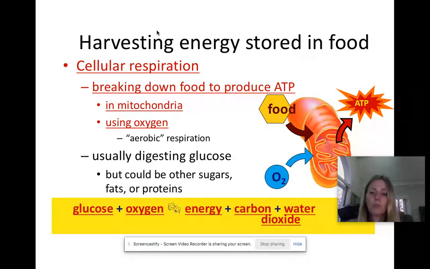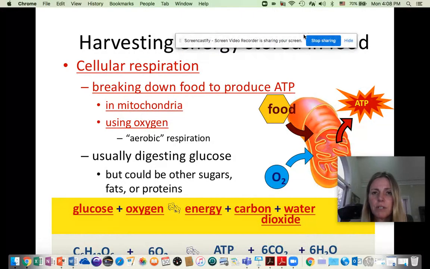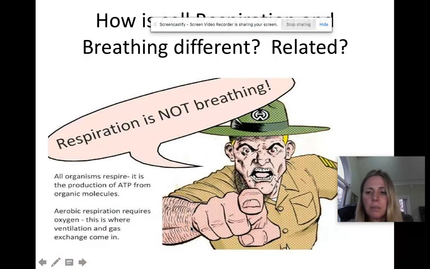So this is a chemical formula. Glucose plus oxygen is going to yield energy, which we know is in the form of ATP, plus carbon dioxide and water. And this is what the formula would look like written with chemical formulas: C6H12O6 plus 6 oxygens gives you ATP plus 6 carbon dioxides and 6 waters. For some reason, there should be an arrow here. It looks like the PowerPoint didn't save correctly.